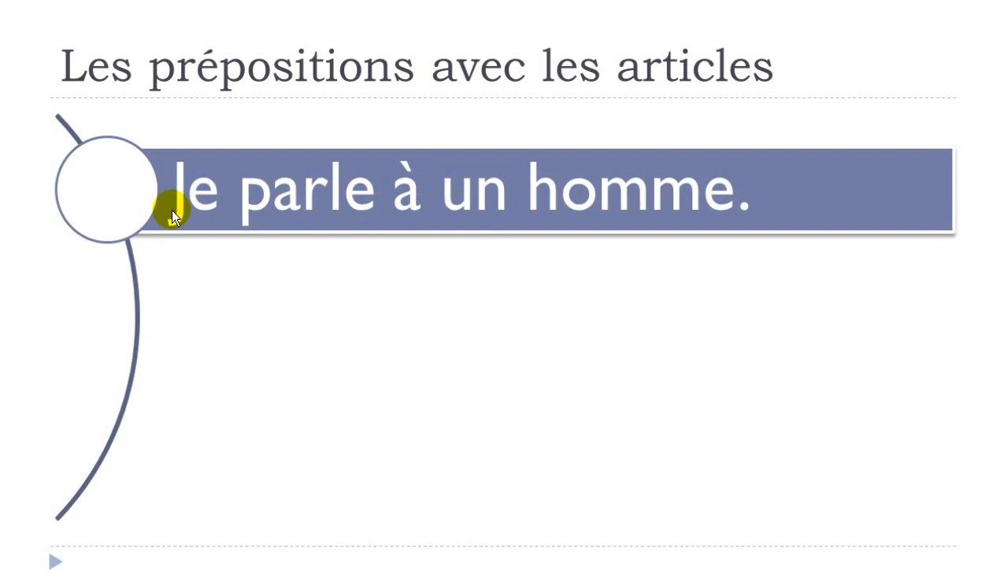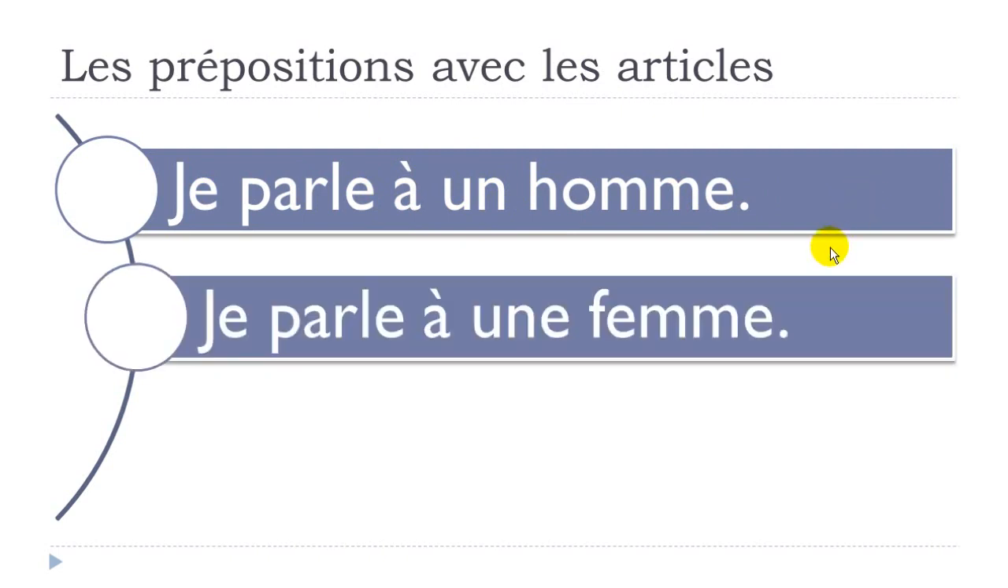So the first sentence, je parle à un homme. Okay, un homme, a man. Je parle à un homme. I talk to a man. In that case, you keep your preposition à right after the verb, and then you put your article, and basically nothing happens. Je parle à un homme. So let's see an example with the feminine. Je parle à une femme. Okay, une femme, a woman.